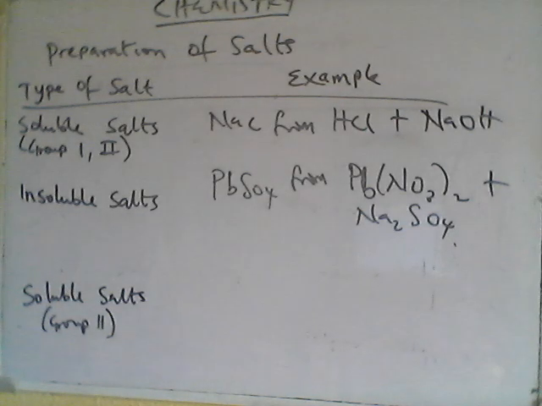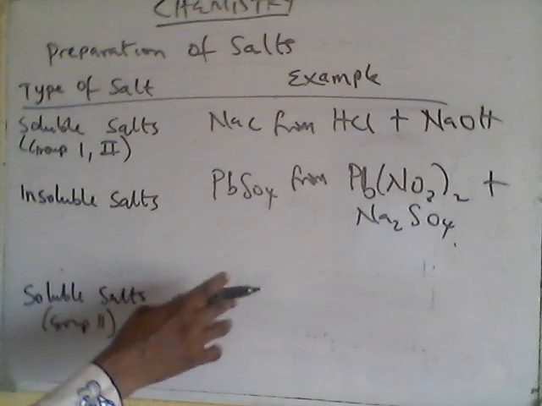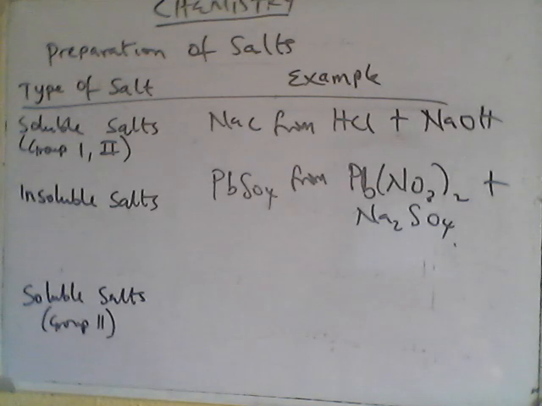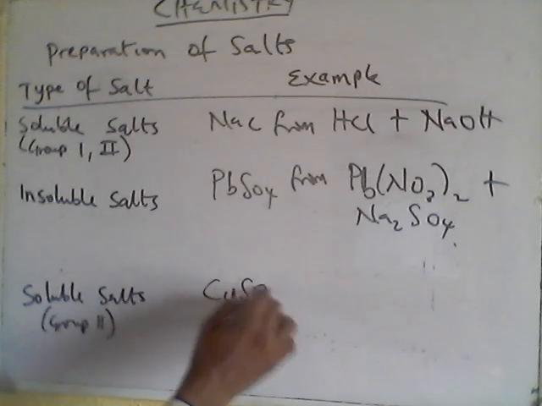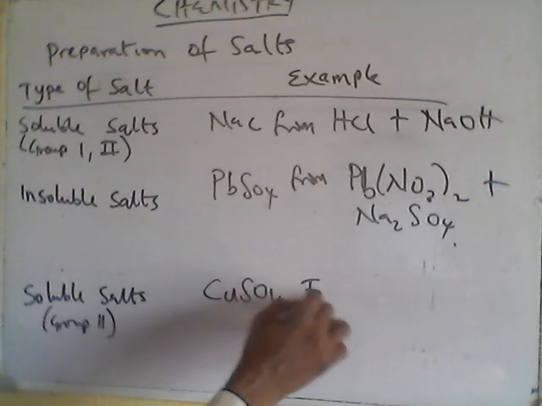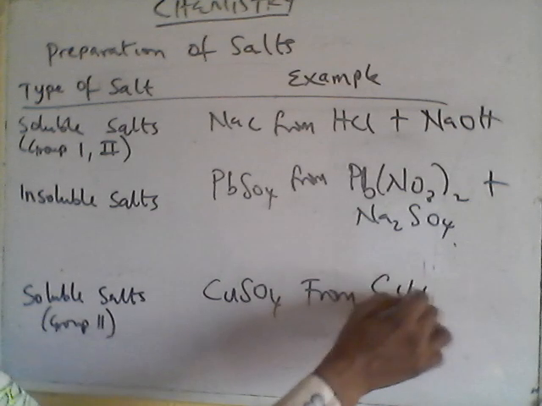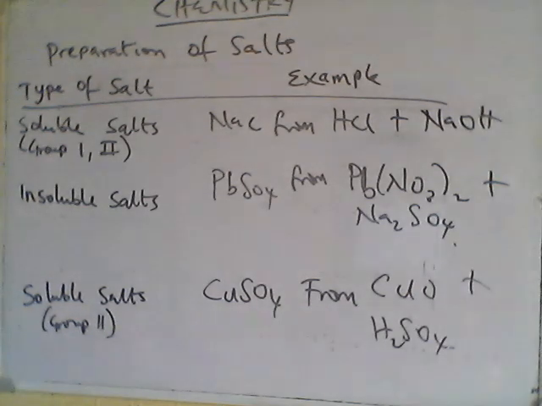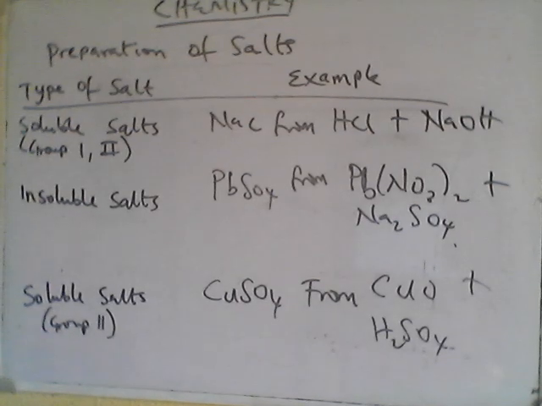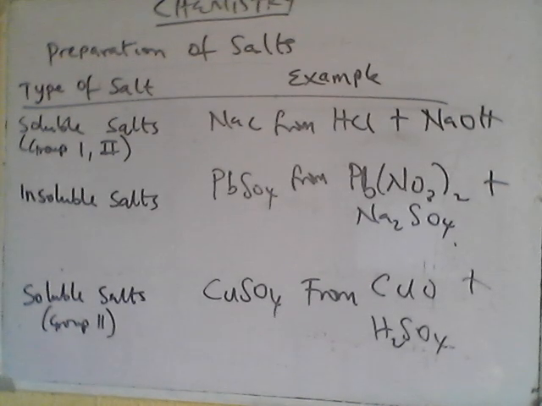Okay, soluble salt again for group 2. You can have acid here. For this particular one, you can have acid plus metal or metal oxide. Example is copper sulfate from copper oxide and sulfuric acid.